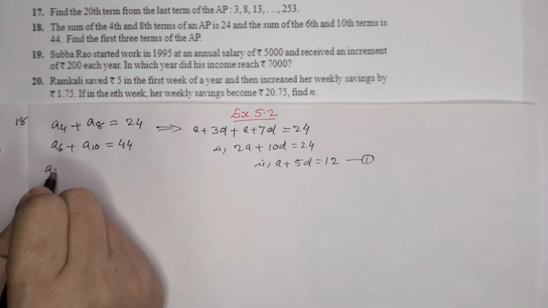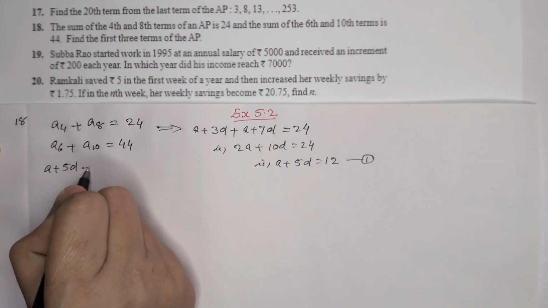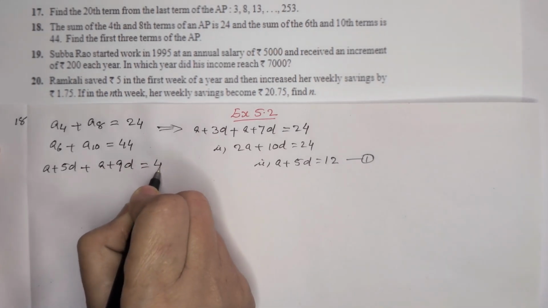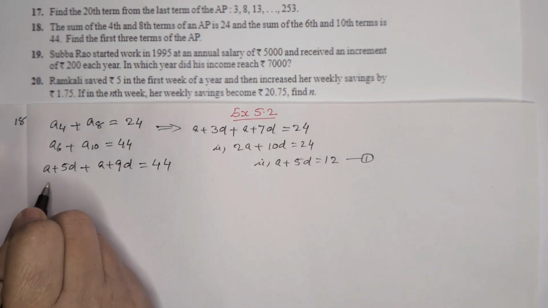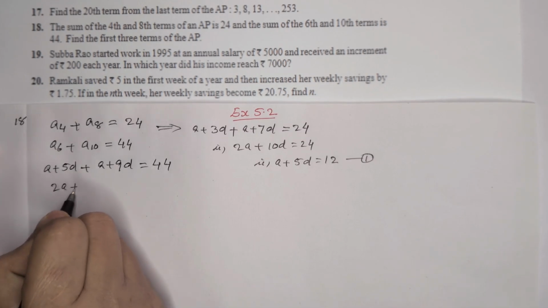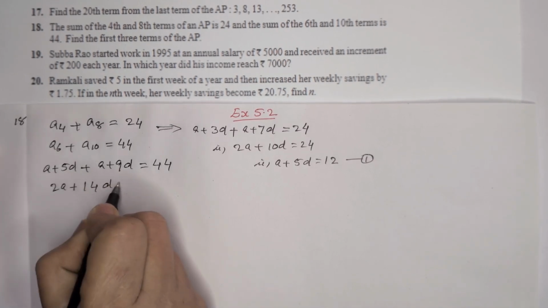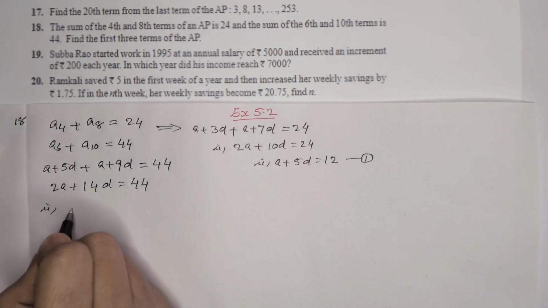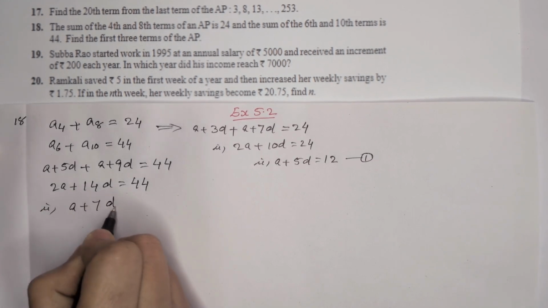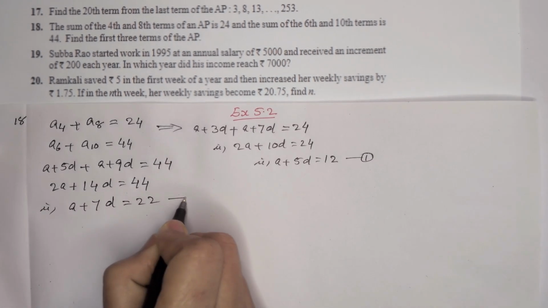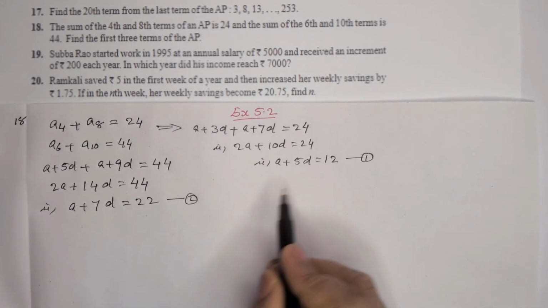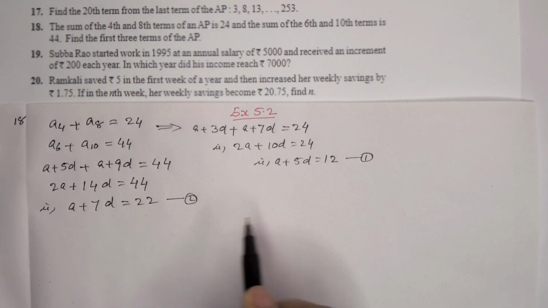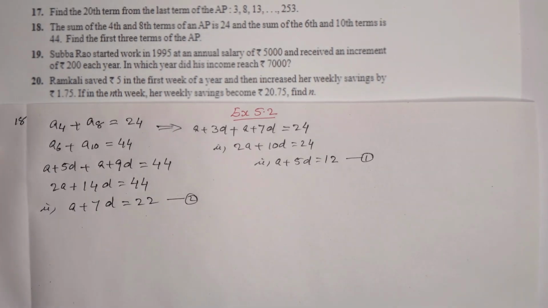Second one: a6 means a plus 5d, a10 means a plus 9d, that is equal to 44. Now here 2a plus 14d is equal to 44. Divide by 2: a plus 7d is equal to 22. Equation number 2. Solve equations number 1 and 2, then we will get a and the common difference d.